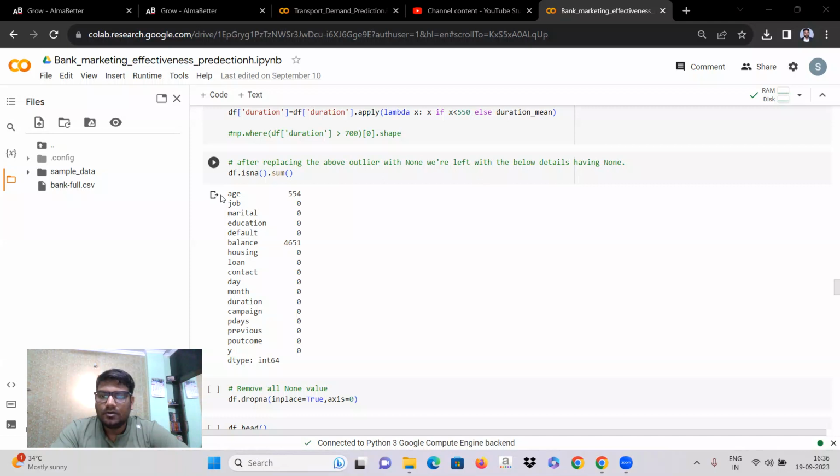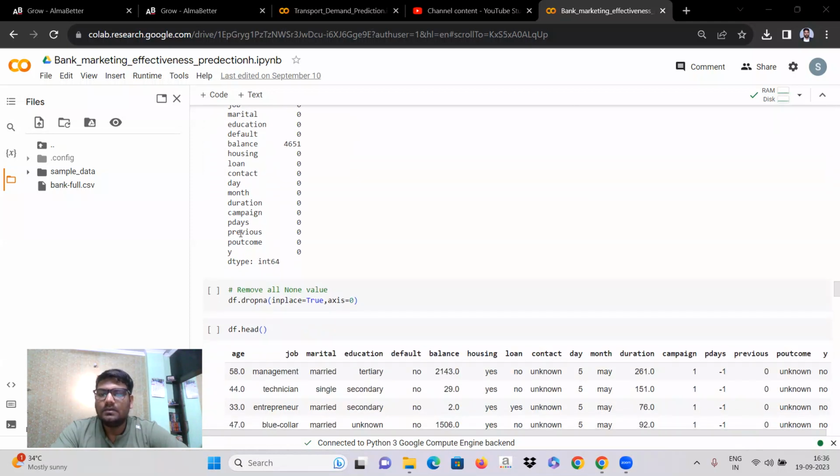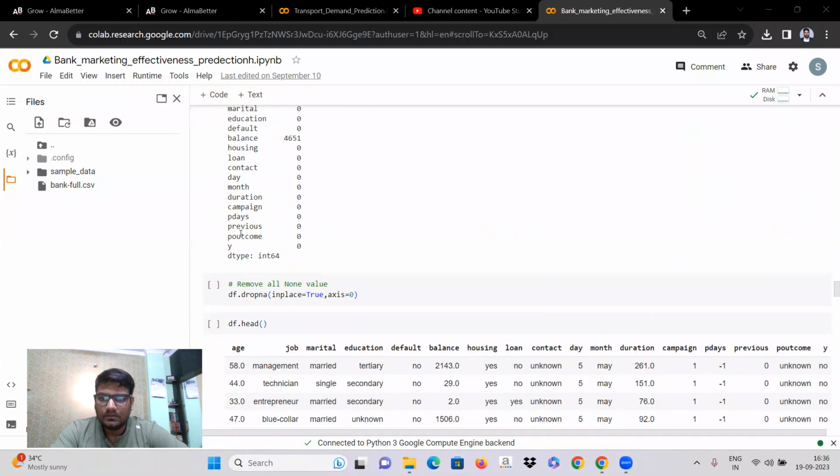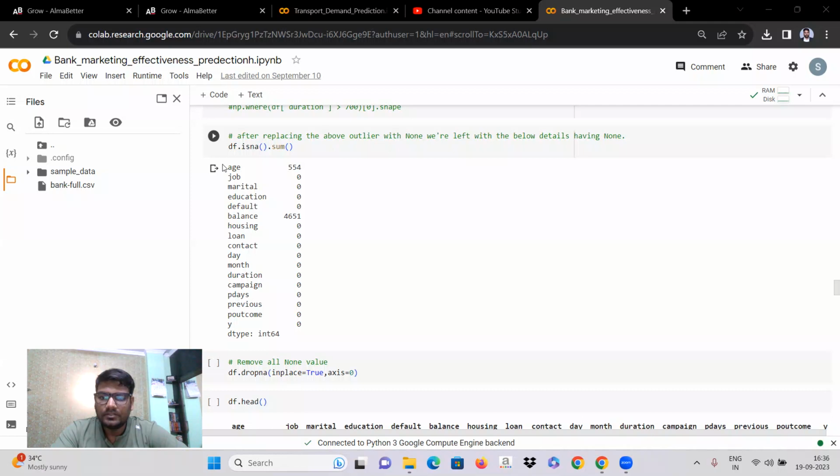So after dropping all these, there are certain null values. So we handle these null values by just dropping them. So these are all the null values that we actually want to drop. So these are 554, and the balance 406, 4,651.